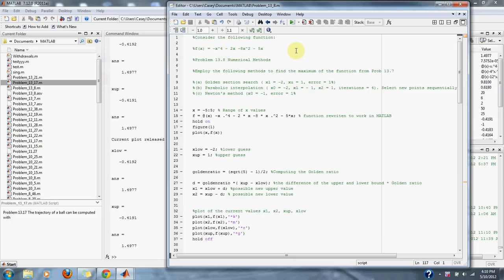So, question 13.8 asks us to employ the following methods to find the maximum of the function from the previous problem. So, we have to use the golden section search, which I used in problem 13.7, the parabolic interpolation, and Newton's method.